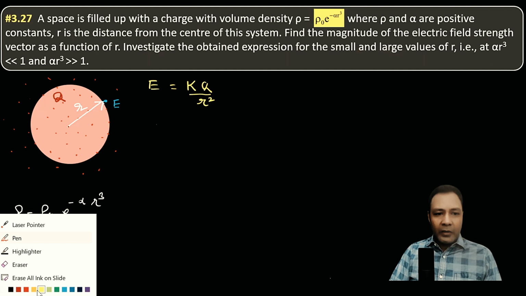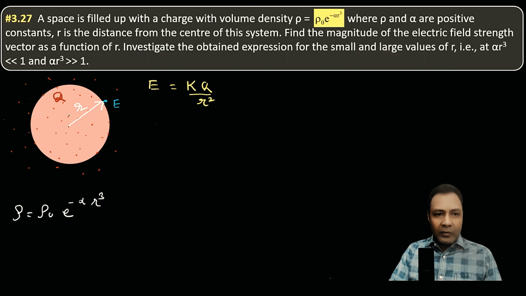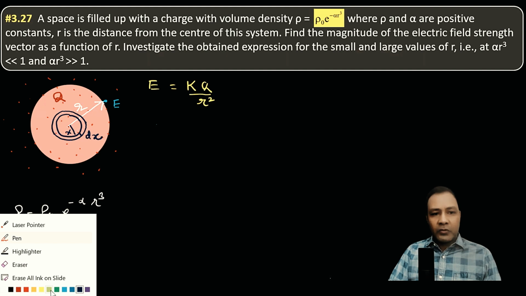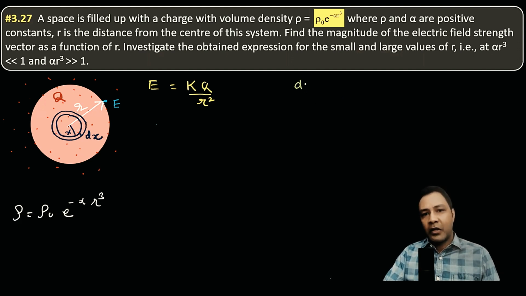And then to calculate this charge, I will make an element as we normally do. I'll take a shell whose radius is, say, x and thickness is dx. So the volume of this shell, dV, is equal to 4 pi x square dx. And the charge contained in this shell is the volume charge density of that shell times 4 pi x square dx.